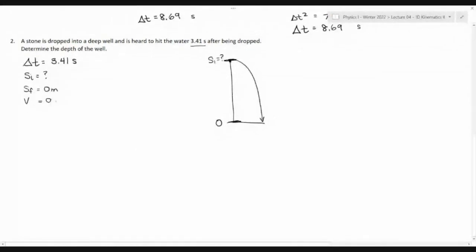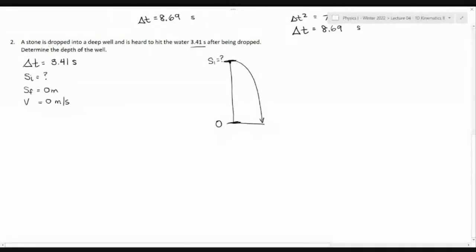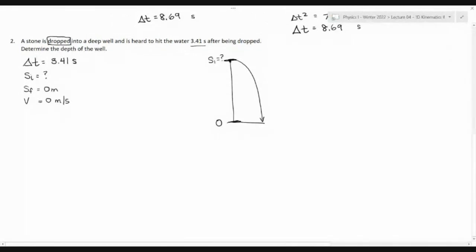So I think V initial is 0 because they have said that you drop the stone. Yeah, right. The word dropped means there's no acceleration aiding the falling of the stone. We usually calculate right before it hits the surface, so the final velocity is not necessarily 0. Yeah, exactly. Okay, so that is something that I was trying to mention before as a very common misconception.